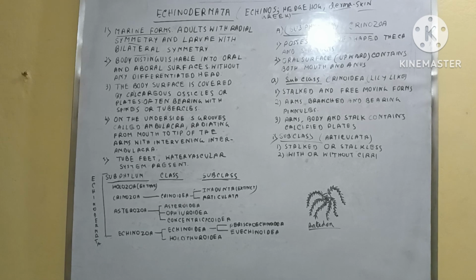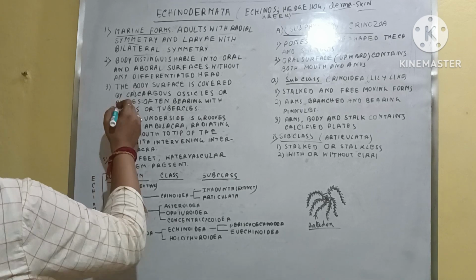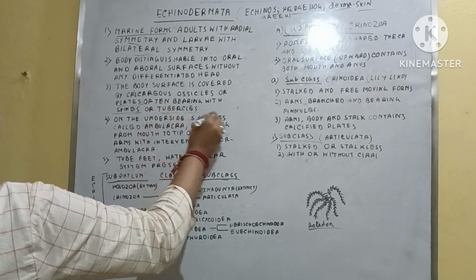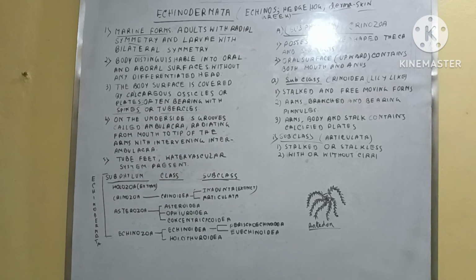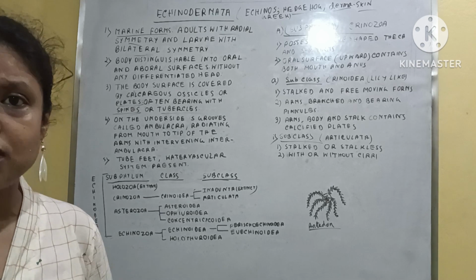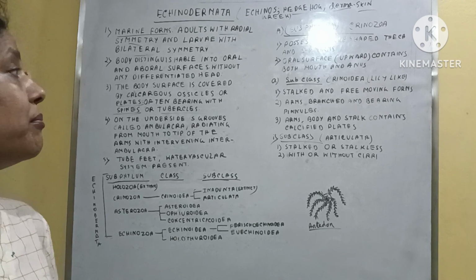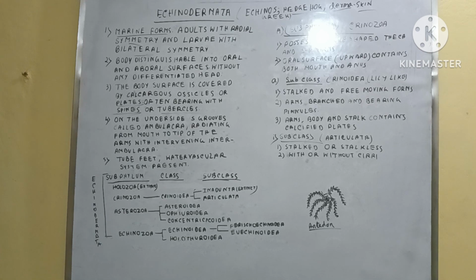Third one, the body surface is covered by the calcareous ossicles or plates. Ossicles or plates, sometimes there may be spines or tubercles. Okay, so generally we can see the plate-like structure that is made up of calcium carbonate. That's why it is called the calcareous plates. It is seen all over the body and obviously the branches or arms, you can say.